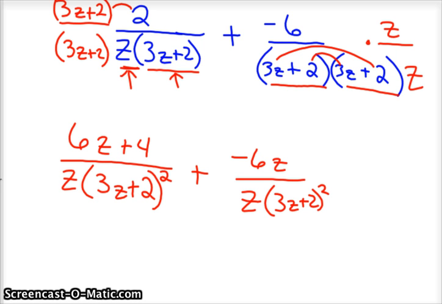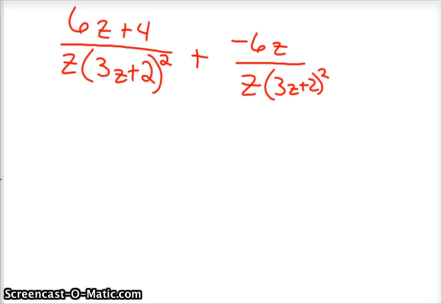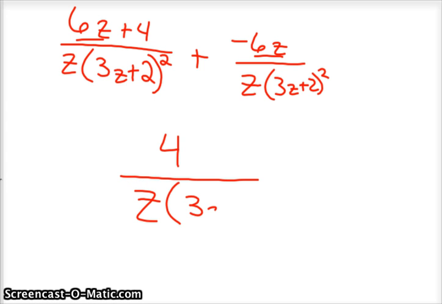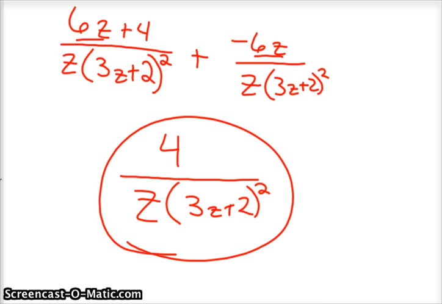Once your denominators are the same, you can add the tops and combine it into a single denominator. So when the tops add, 6z minus 6z is 0, so the 6z's are gone. And then you'd have only 4 left on the top. And on the bottom you have that single denominator, z, 3z plus 2, and then squared. And you are as simple as you can make it, which isn't very simple.